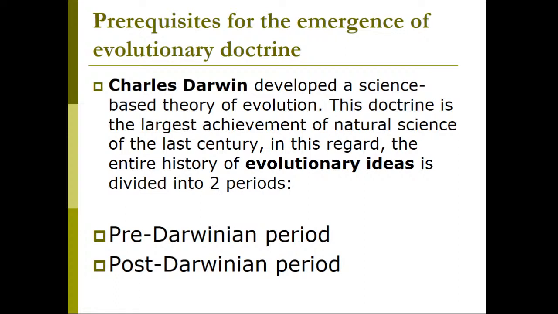Charles Darwin is a famous researcher, who developed the science-based theory of evolution. This doctrine is the largest achievement of natural science in the last century. In this regard, the entire history of evolutionary ideas is divided into two periods: pre-Darwinian period and post-Darwinian. And at first we will speak about the first period, pre-Darwinian.